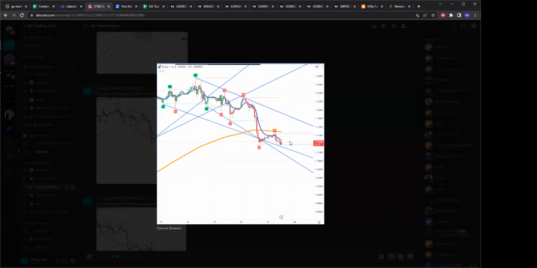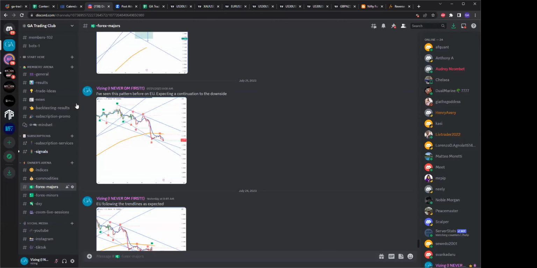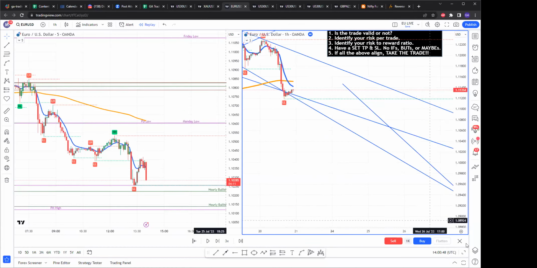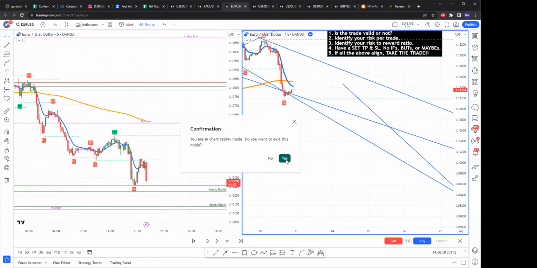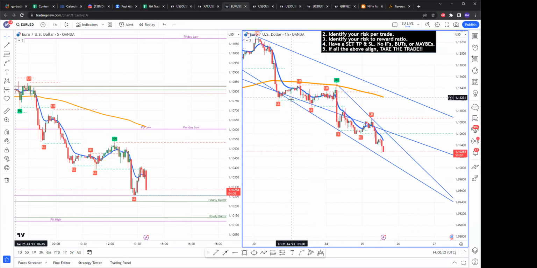So I sent this analysis on EU and I mentioned, I've seen this pattern before on EU and I'm expecting a continuation to the downside. I'm even going to take off that replay. And that's literally what EU has done. It has respected all these trend lines. So once you see some of these instruments or prices sticking to these trend lines, don't try to go against it. Just go with the trend.